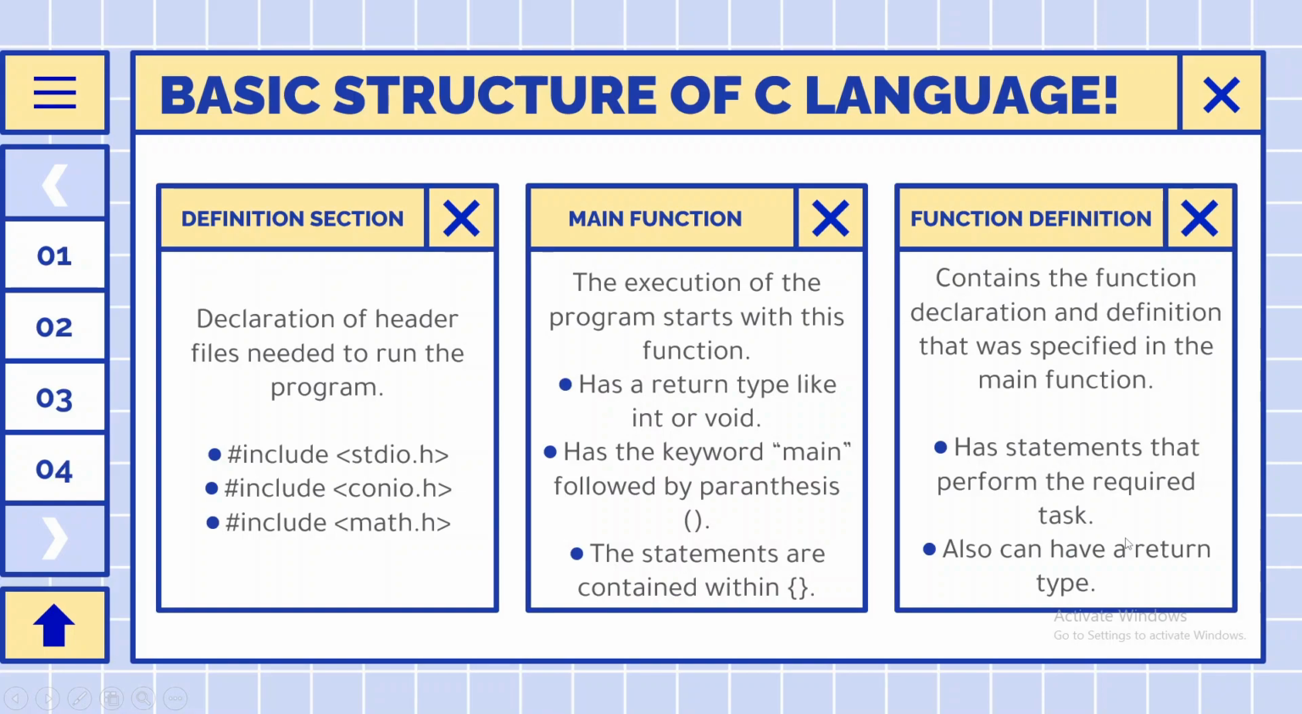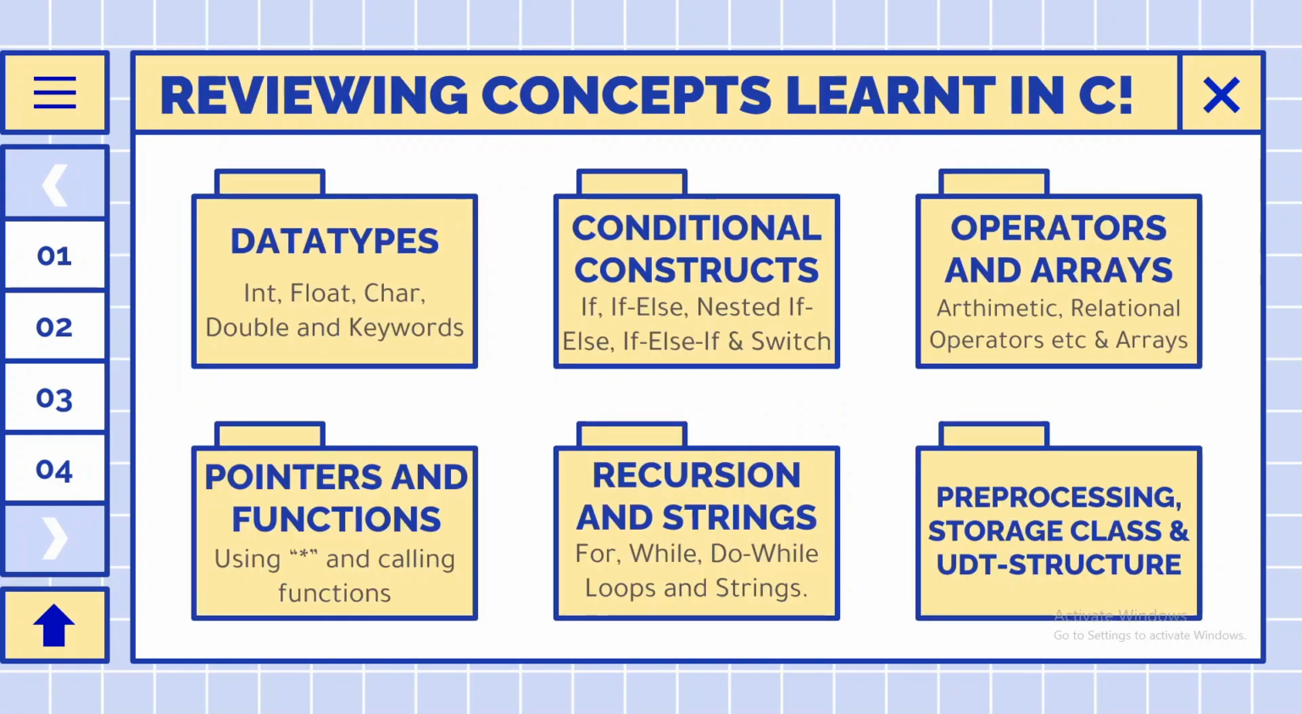Moving on, this is just a wordy explanation of the three sections. Next, reviewing the concepts learned in C. The first one is data types, which are basically the type of data that C can process, which is int, float, char, double, and keywords.